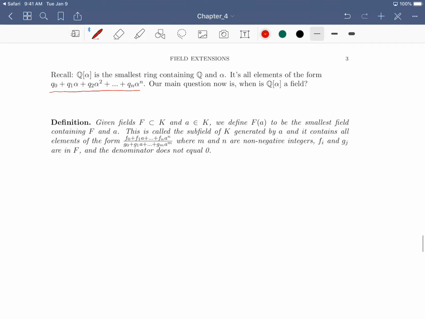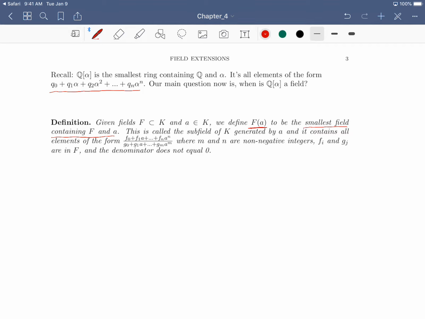So this time we're going to define, if F is a field and K is a larger field, we define this F adjoin A, but with parentheses instead of those square brackets, to be not the smallest ring, but the smallest field containing F and A. So it's almost the same as what's above, except we're going to make it the smallest field, not just the smallest ring. So this is a subfield of K generated by A. Just like the Q adjoin alpha up above with the square brackets, that was the subring generated by alpha.